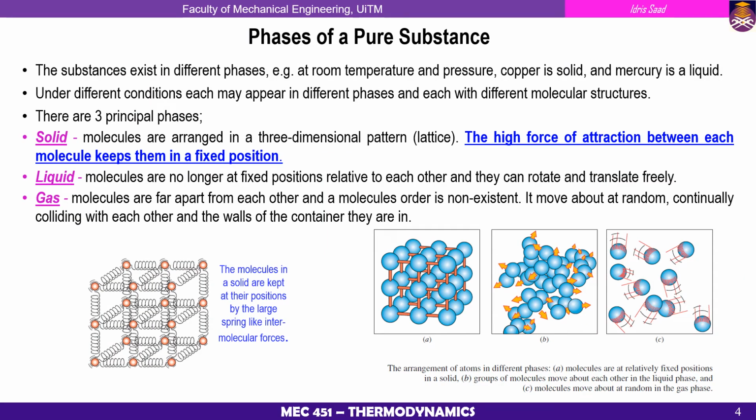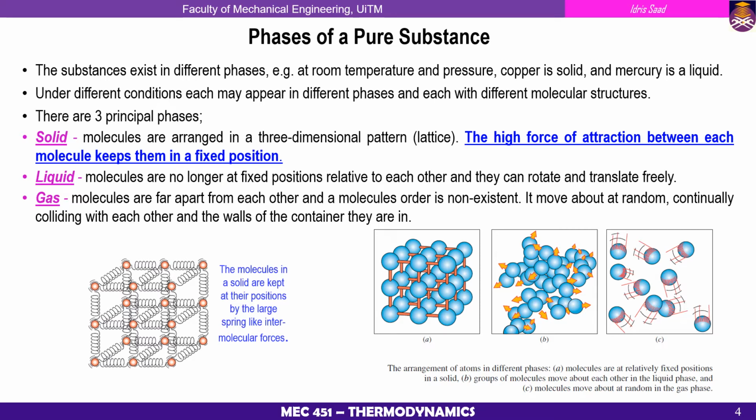Basically, as we are all aware, substances exist in different phases. For example, at room temperature and pressure, copper is solid and mercury is a liquid, even though they are both in the metal family. Fundamentally, the phase of a substance depends on certain thermodynamic conditions. That is because all substances that exist in the real world are based on molecules. Under different conditions, each substance may appear in different phases, each with a different molecular structure. Please note that it is the same molecule, but the arrangement of the molecules is different. That's what is meant by different molecular structure.